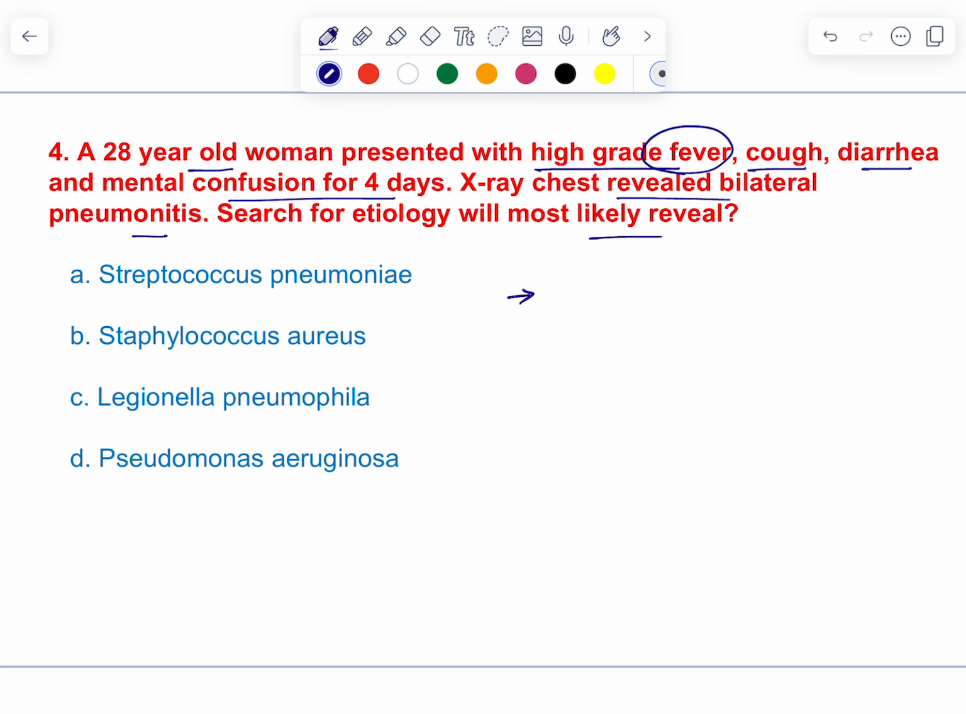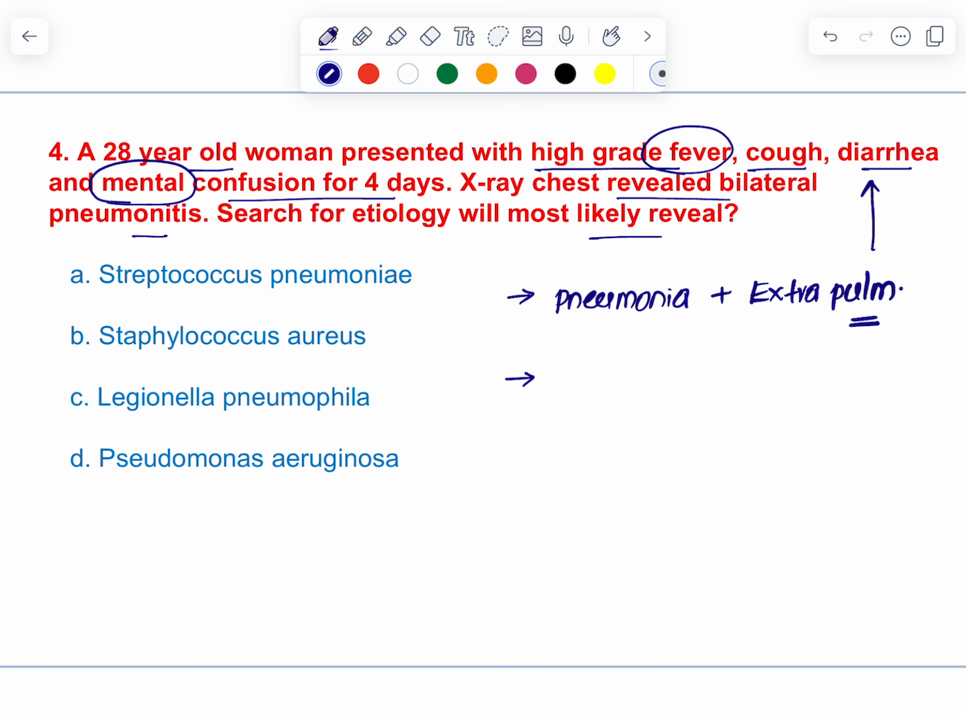So this is the organism where the individual is having the pneumonia as well as extrapulmonary manifestations. And what is that extrapulmonary manifestation that you have here? It is the development of diarrhea. Okay. And along with diarrhea, you have the mental confusion. And what could be the reason for the mental confusion?